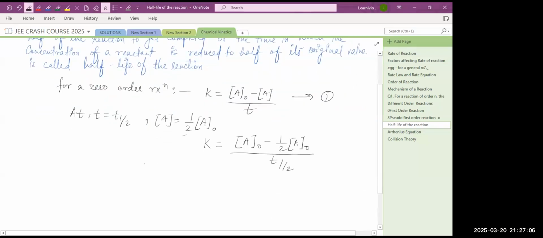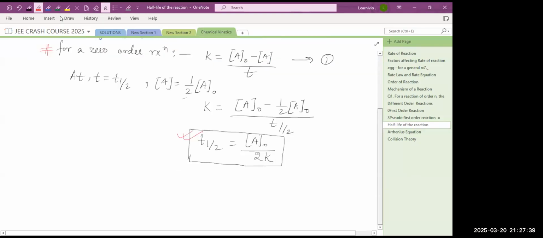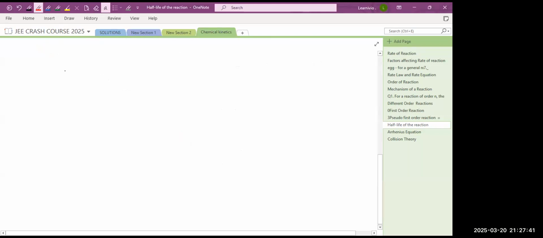So from here, when you calculate this, you will get the T half value to be A naught upon 2K. So this is the formula for T half of a zero order reaction. Just remember that T half is equal to the concentration A naught upon 2K, 2 into the rate constant. Okay, let's see for a first order reaction.